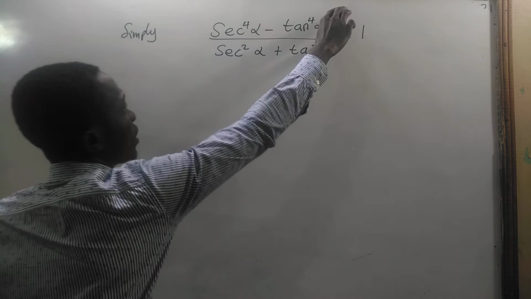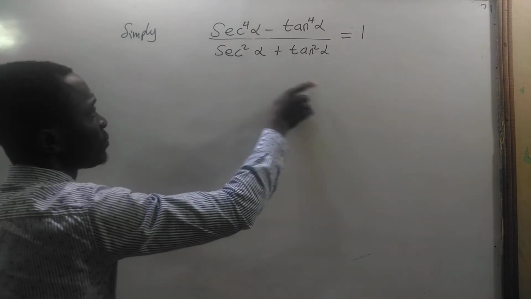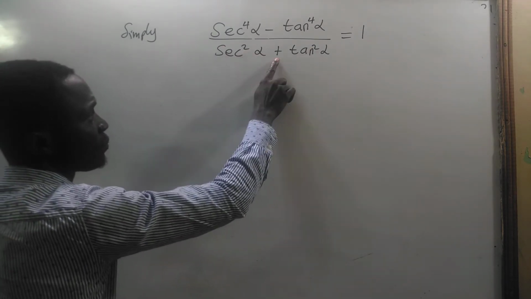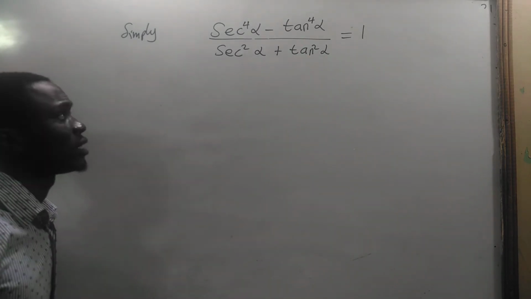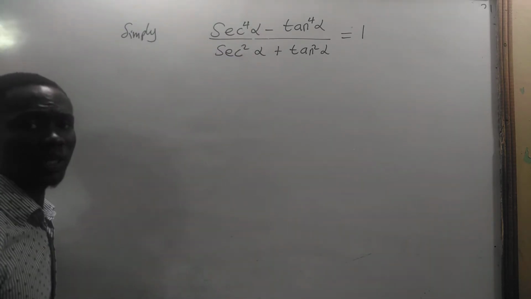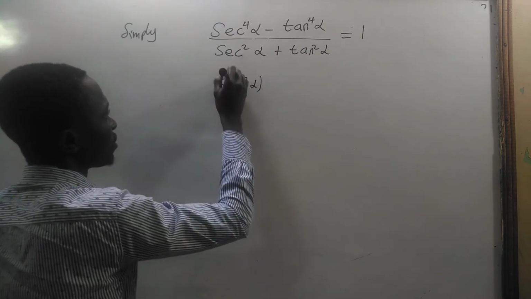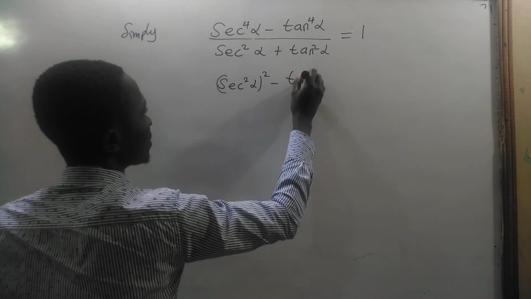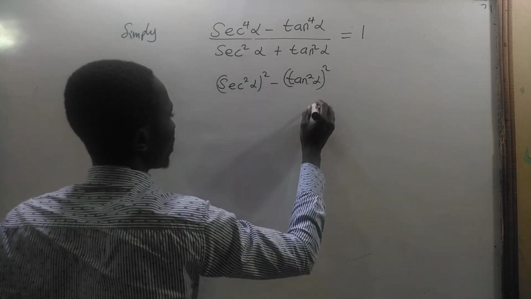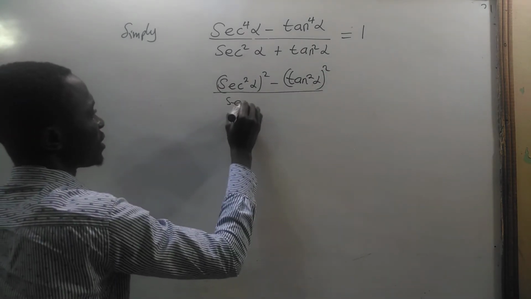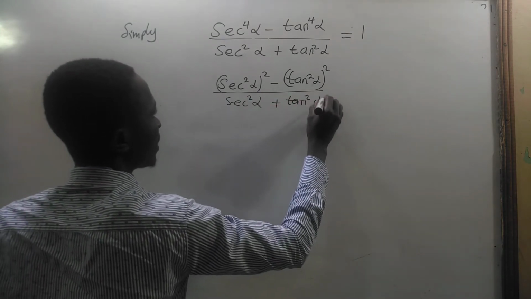Now if you look at the top one, we have secant to the power 4 alpha minus tangent to the power 4 alpha divided by secant to the power 2 alpha plus tangent to the power 2 alpha, and we are saying that we have to show that it is equal to 1. So now let us concentrate on the numerator. We are going to have secant to the power 2 alpha all squared minus tangent to the power 2 alpha all squared, divided by secant squared alpha plus tangent squared alpha.